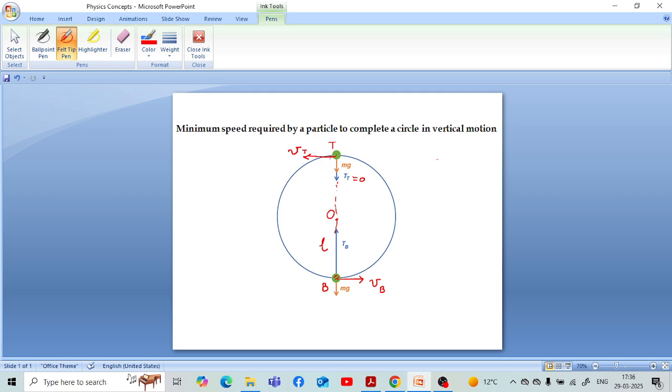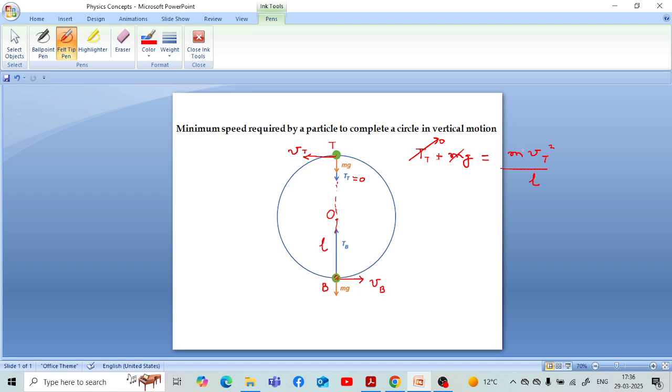So first of all we write the forces at the topmost point. Tension plus mg, which is in the downward direction. The tension is 0 because at this point there is a slack in the string, and this force is equal to the centripetal force. The centripetal force is given by mv square upon r. So m vt square upon, here r is the length of the string. The radius of this circular path is the length of the string. So m vt square upon L.